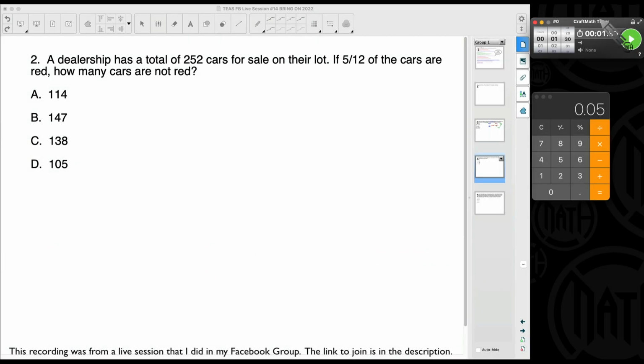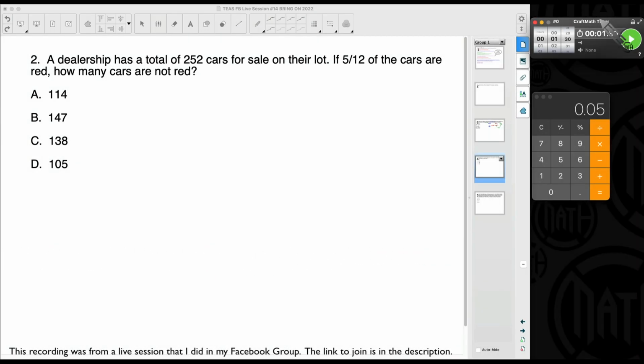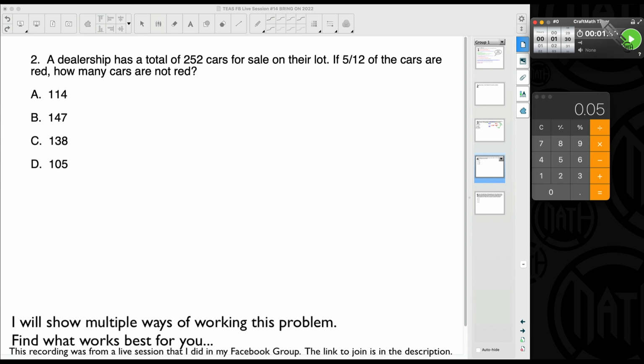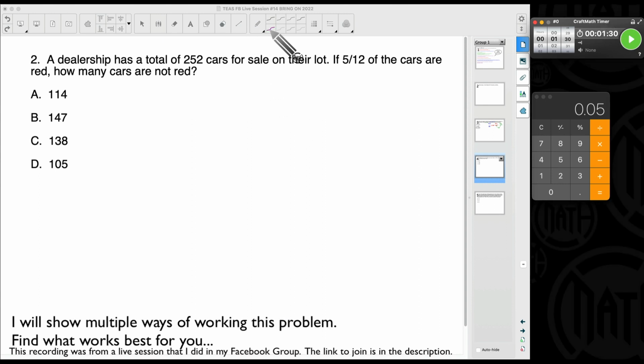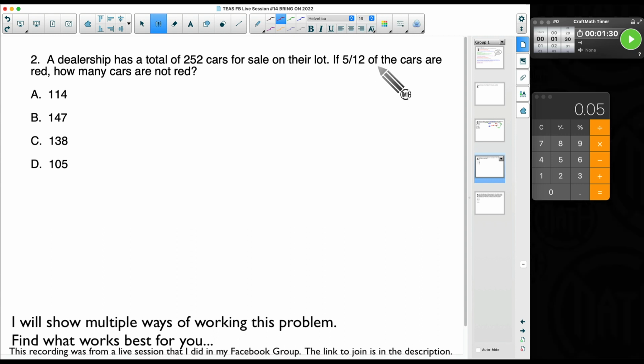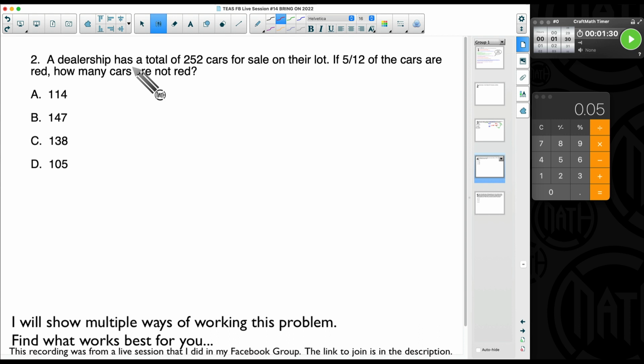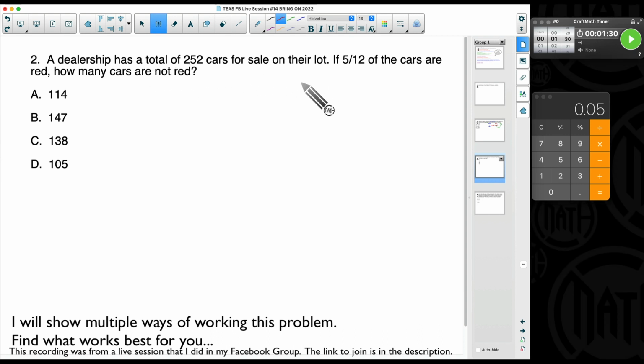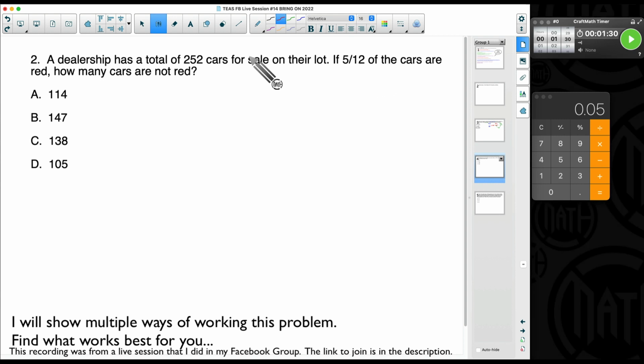Now this question could be worded one of 2 ways. Of course, it might not be cars, it might not be red things, but regardless, when you have this 5/12, 5/12 of the cars are red. So this dealership has 252 cars for sale on their lot. That's a whole bunch of cars. 5/12 of the cars are red.